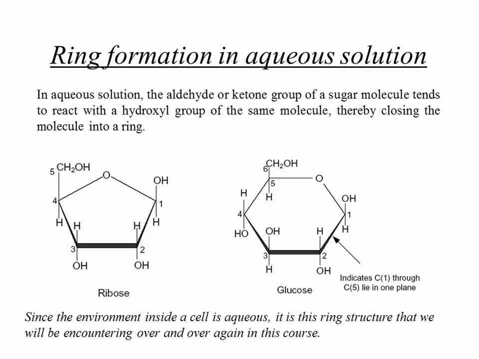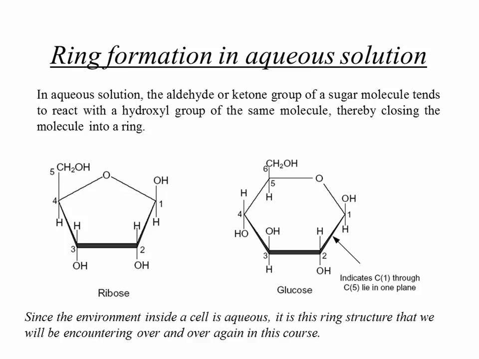Okay, so we come to the favorite ring formation that I mentioned earlier. Here you can see on the left you have ribose, and the carbon atoms are numbered 1, 2, 3, 4, and then 5. I mentioned to you that CH2OH is going to stick out of the plane of the paper, if this is the rest of the molecule. In the plane of that screen, CH2OH is going to stick out. So in aqueous solution, the aldehyde or ketone group of a sugar molecule tends to react with the hydroxyl group of the same molecule.